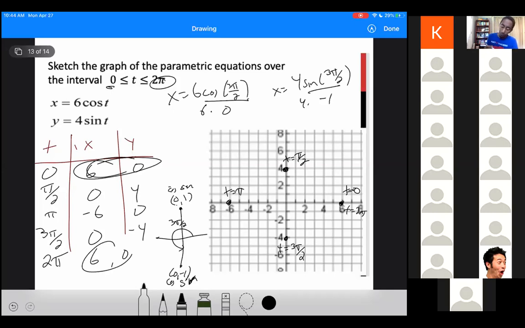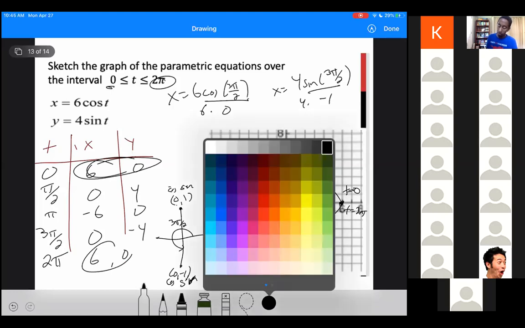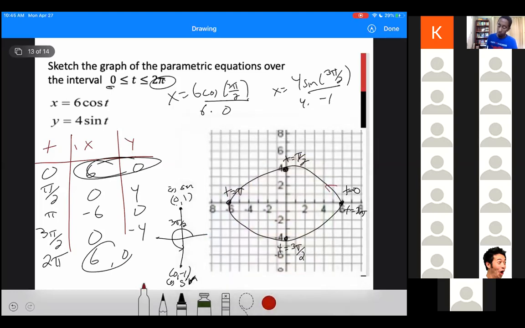So our parametric graph is going to be like, totally missed that bottom one. Like that. And the direction by which it is going is this way. Okay. And we notice that creates, what graph is that?